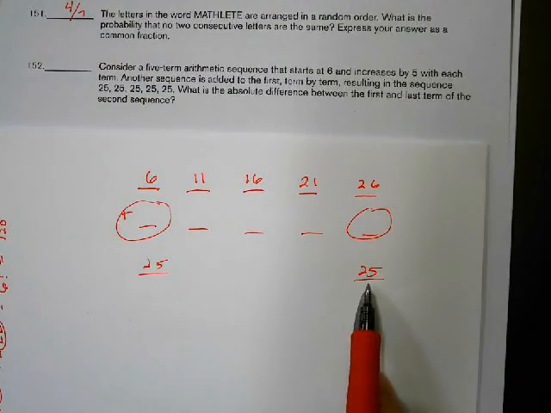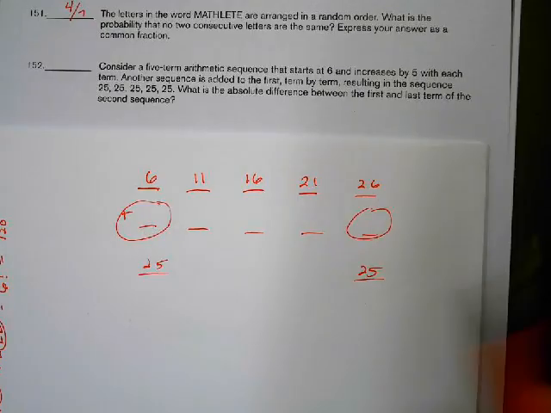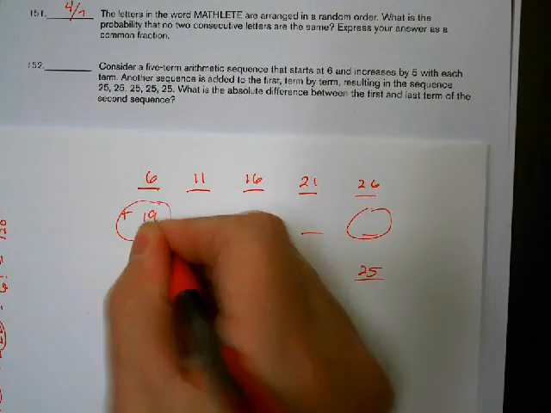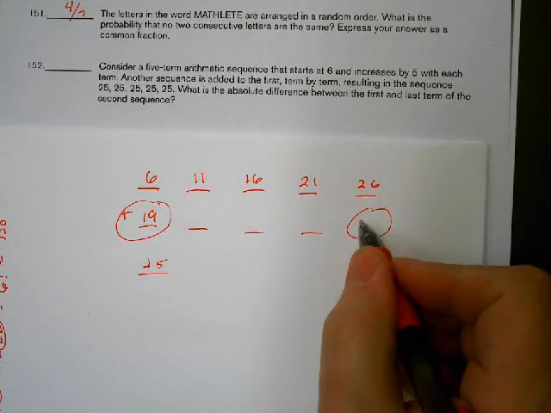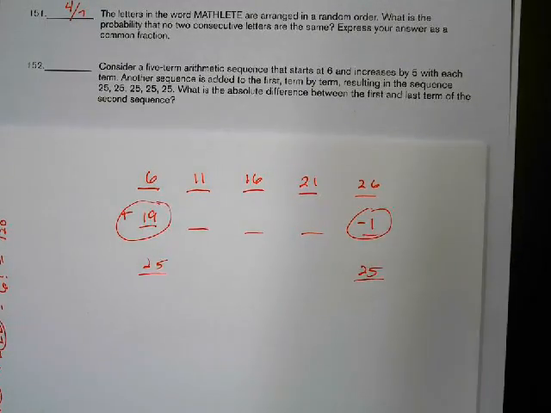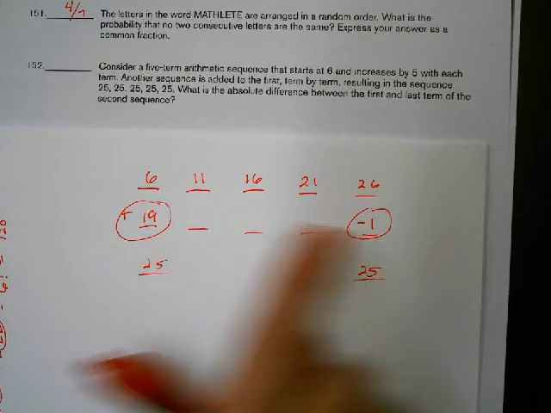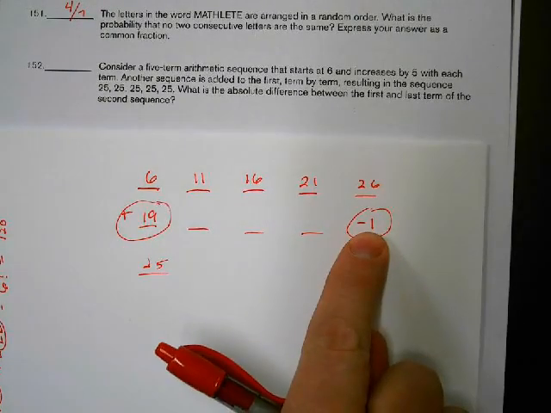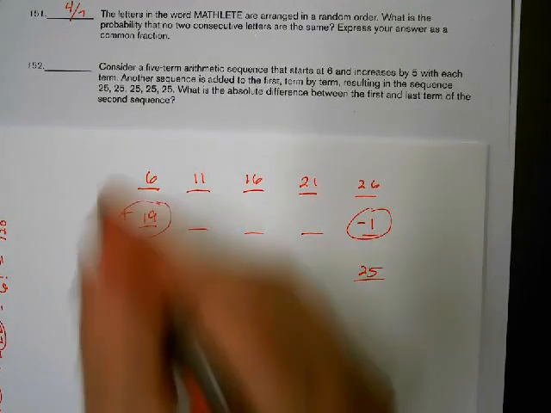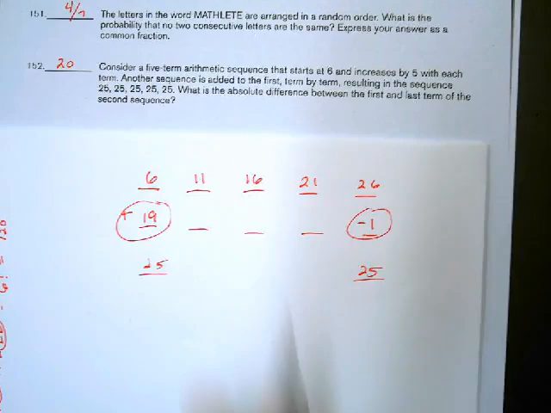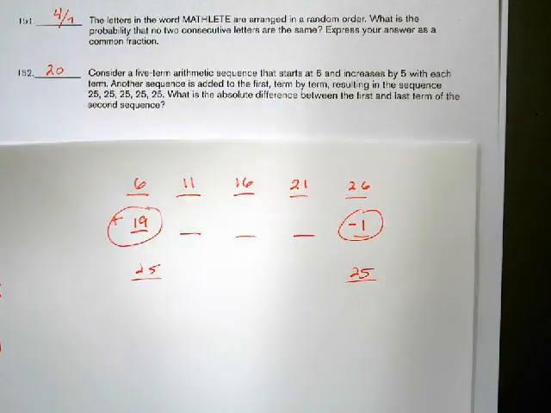So 6 plus what equals 25? 6 plus 19 is 25. 26 plus what is 25? 26 plus -1 is 25. So what's the absolute difference between 19 and -1? So to go from 19 to -1, that's a distance of 20. So our answer should be 20. Not too bad. Just that first one was brutal.